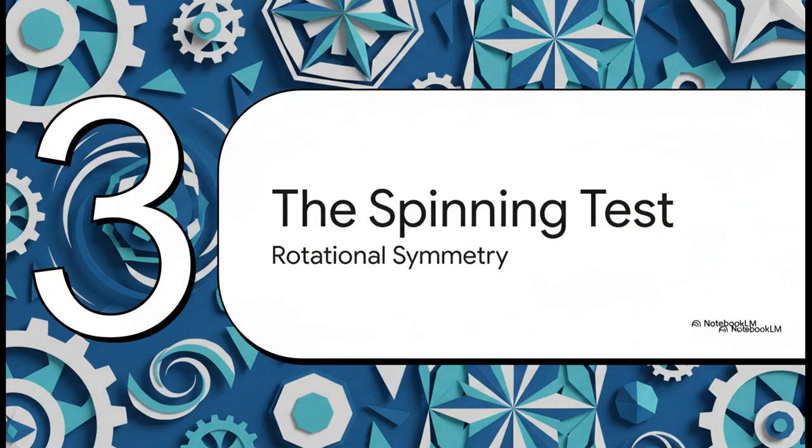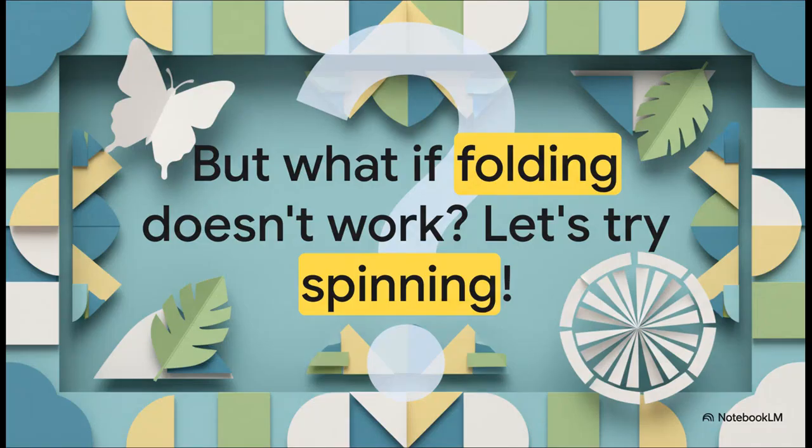Okay, time for a little question. What happens when a figure looks balanced? It looks symmetrical, but you can't find a perfect folding line. What do we do then? Well, if folding doesn't work, we try spinning. I want you to think about a ceiling fan or a pinwheel. You can't really fold it in half, can you? But it still looks perfectly balanced.